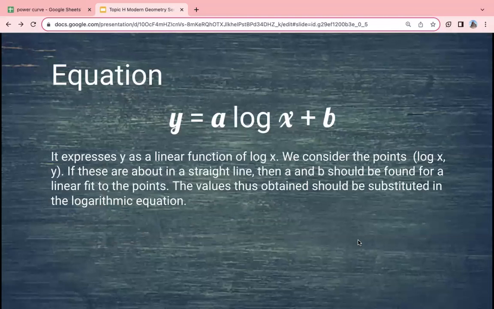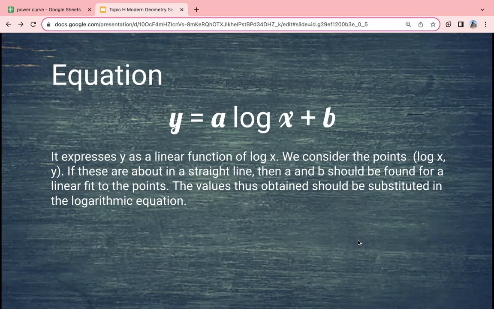Before we go to the example, I have here the equation y is equal to a log of x plus b. So it expresses y as a linear function of log of x, and we consider the points log of x and y. If these are about in a straight line, then a and b should be found for a linear fit to the points, and the values thus obtained should be substituted in the logarithmic equation.